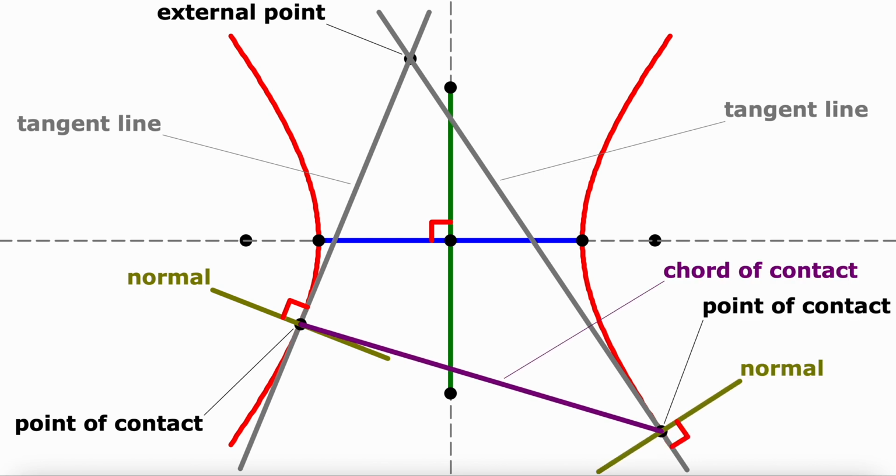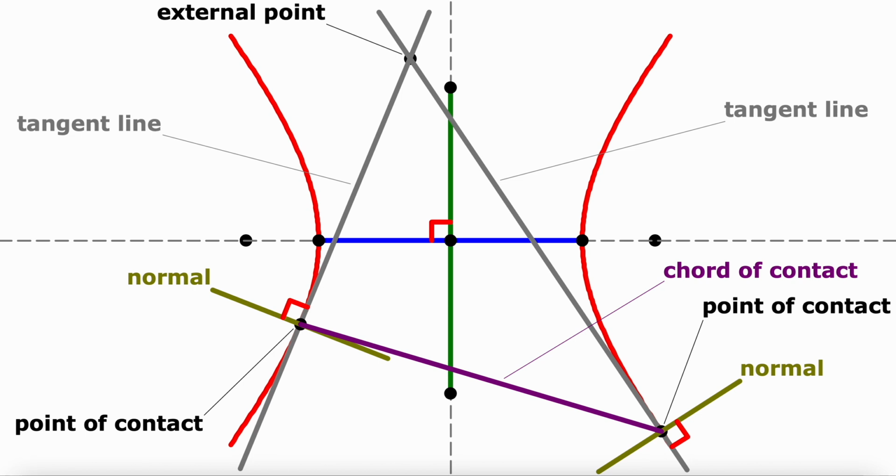An external point is a point that lies outside the hyperbola. Given an external point, we can draw only 2 tangent lines to the hyperbola from it. A tangent line is a line that touches a hyperbola at exactly 1 point. Unlike secant lines, tangent lines never cross the hyperbola. We can draw infinitely many tangent lines to a hyperbola. However, from an external point, we can draw only 2 tangent lines to it.